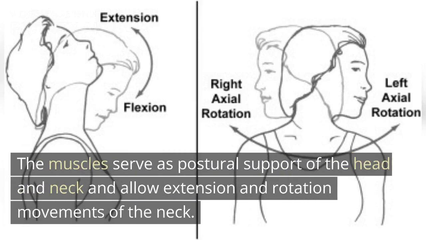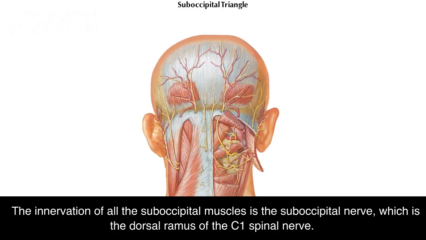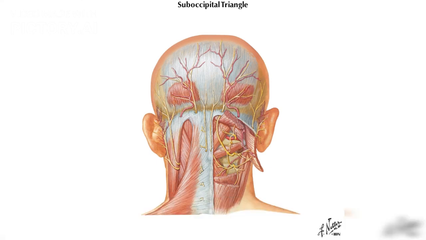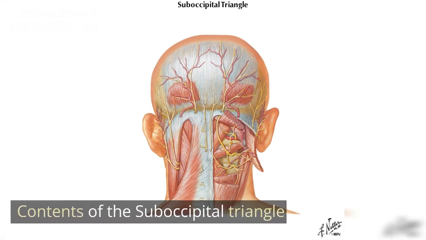The muscles serve as postural support of the head and neck and allow extension and rotation movements of the neck. The innervation of all the suboccipital muscles is the suboccipital nerve, which is the dorsal ramus of the C1 spinal nerve. Contents of the suboccipital triangle.